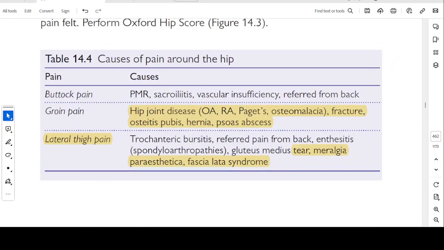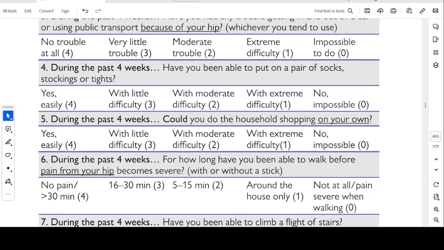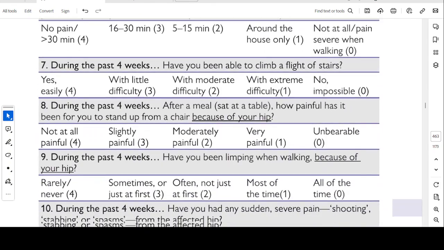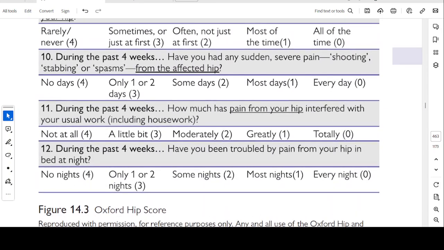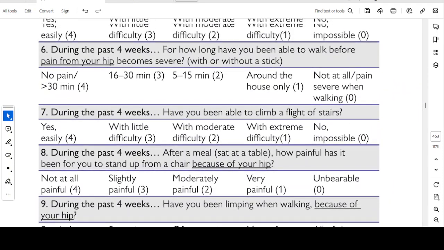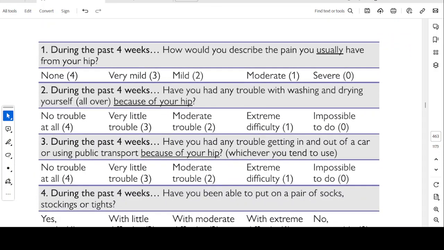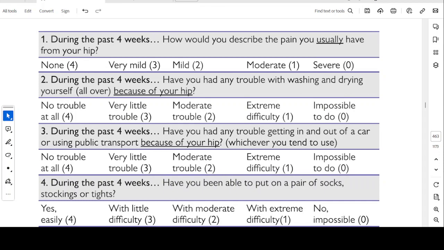So, the Oxford hip score, figure 14.3. Let us just read the questions. During the past 4 weeks, how would you describe the pain you usually have from your hip? None, very mild, mild, moderate, severe. Severe is 0 and no pain is 4. This is the opposite grading system.